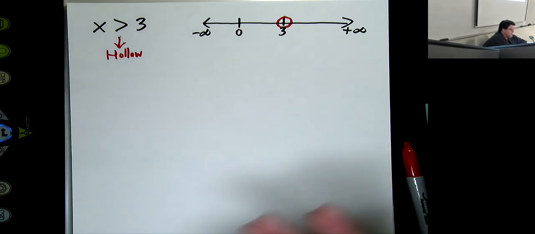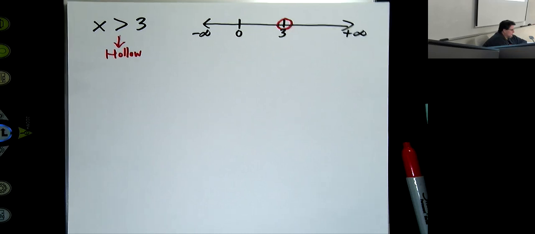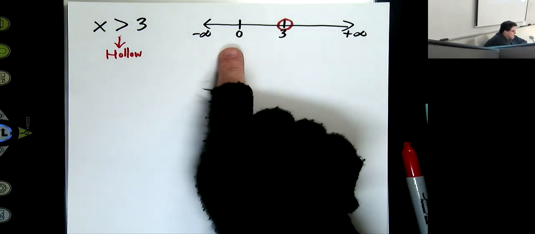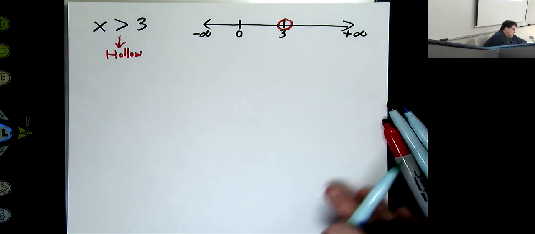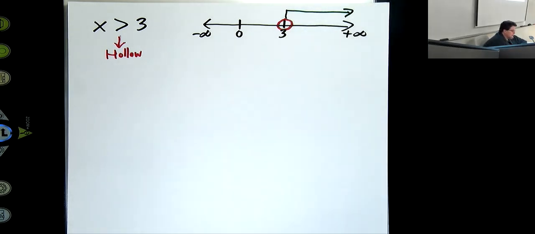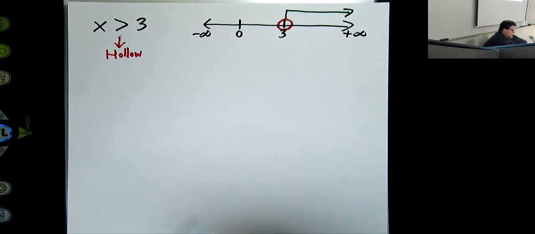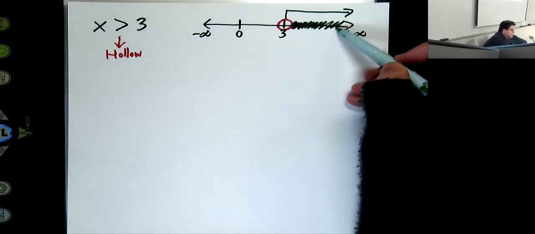For numbers that are greater than 3, if you've got 0 on there, it's pretty easy to tell which direction you go. 0 is not greater than 3, so I do not want to point in that direction. I want to point away from 0. So I can either make an arrow that goes like that to the right. Alternatively, if you like doing the shading, you can do the shading.